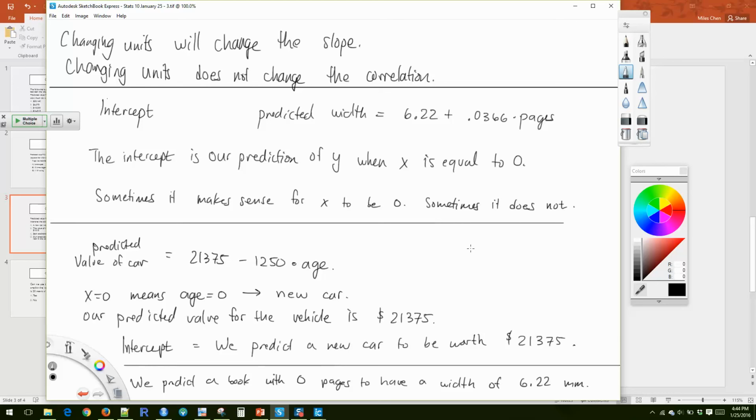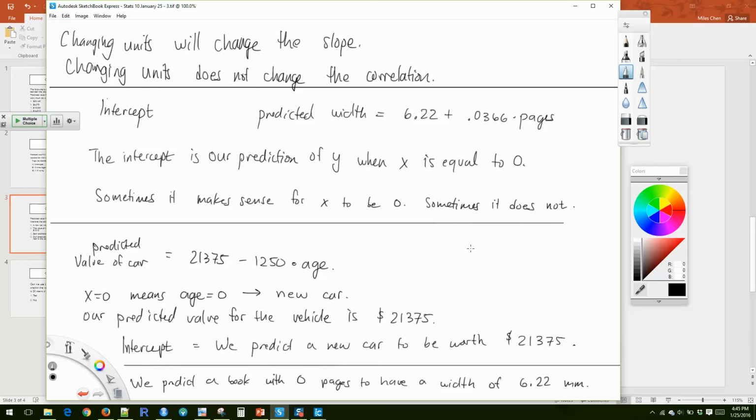If we were to try to create an equation between someone's height and their weight, we can create a prediction equation showing the relationship between someone's height and weight. We can say, based on someone's height, we predict their weight to be this. In that case, it does not make sense to have x equal to 0, because that means the height that we are using to make a prediction would be a height of 0 inches. It is not possible for someone to have a height of 0 inches. You can't have a person with a height of 0 inches. So you won't have a proper interpretation for the intercept.